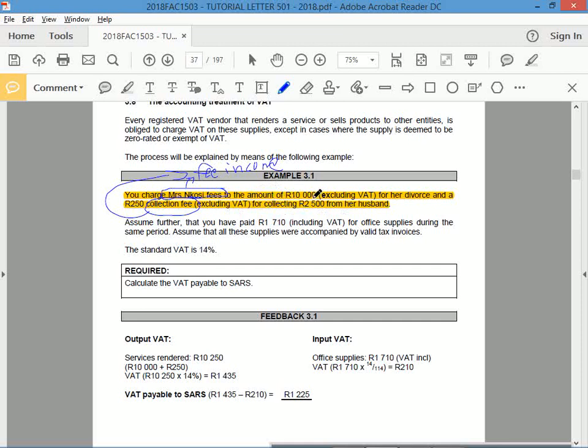So how much did you derive in terms of income? Well, you would have debited the bank. You would have credited the fee income. Then we just need to look at the amount. Well, 10,250 is the total, then just add 14%. It's so simple. That's an easy calculation.